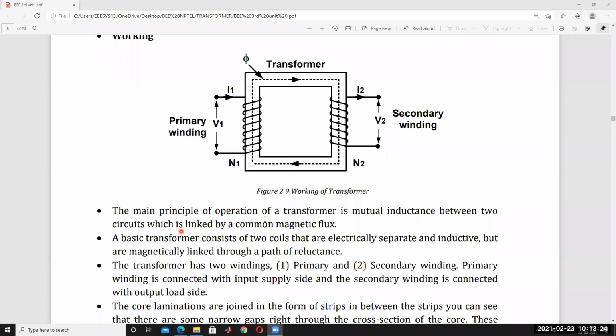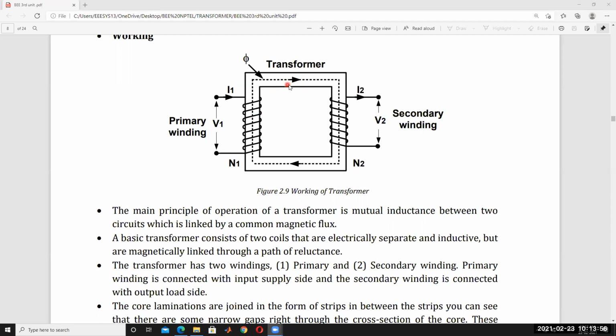The main principle of operation of the transformer is mutual inductance between two circuits, which are linked by a common magnetic flux. So the flux is linking through the secondary winding. The transformer flux passes through a magnetic circuit, which is called the core. You can use it as a transformer core, a magnetic flux path.